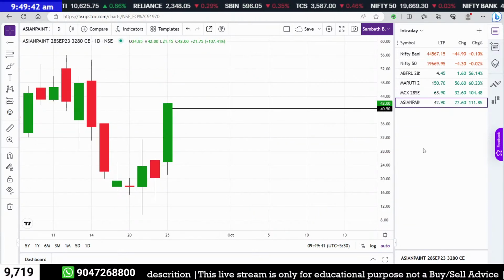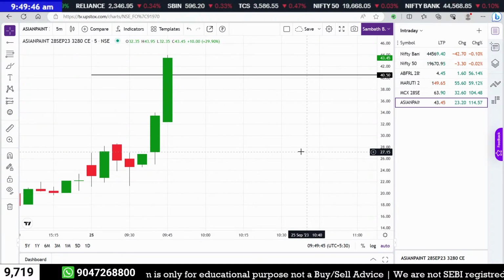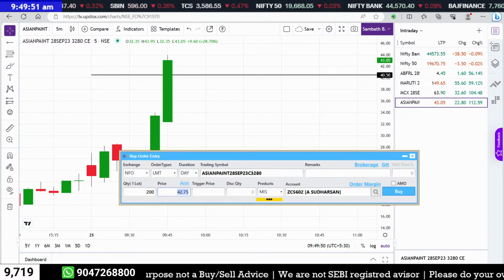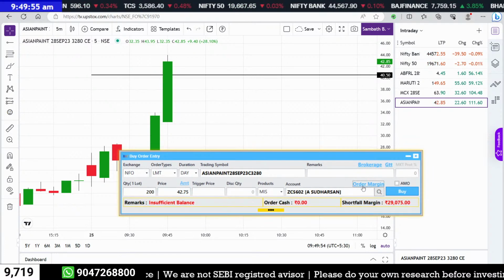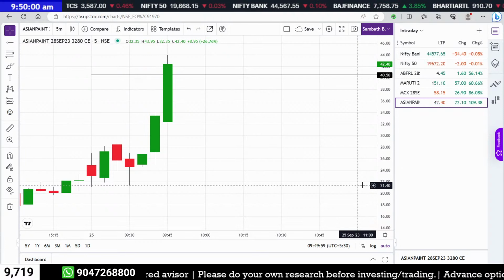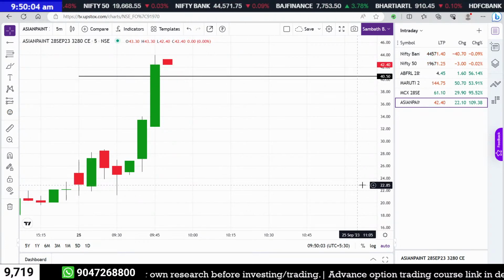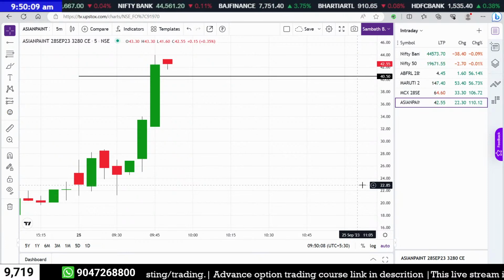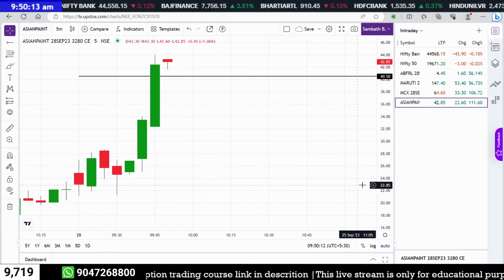And Asian Paint also triggered, we were looking for a breakout around 40.5. So now it is 43. The lot size is something around 200. So the margin for this is 29,000. But the real premium value, if we calculate the margin, should be around 8,000 only. But due to the physical delivery period, we have to pay a higher margin. That's why the margin is very high.